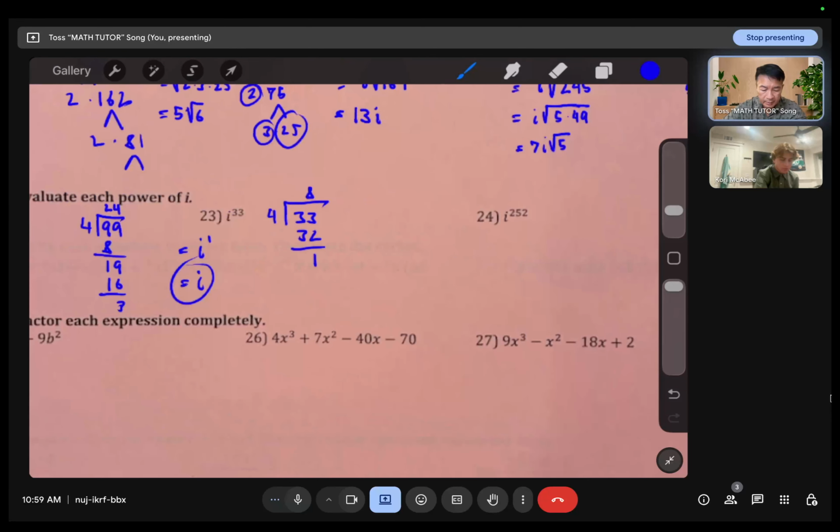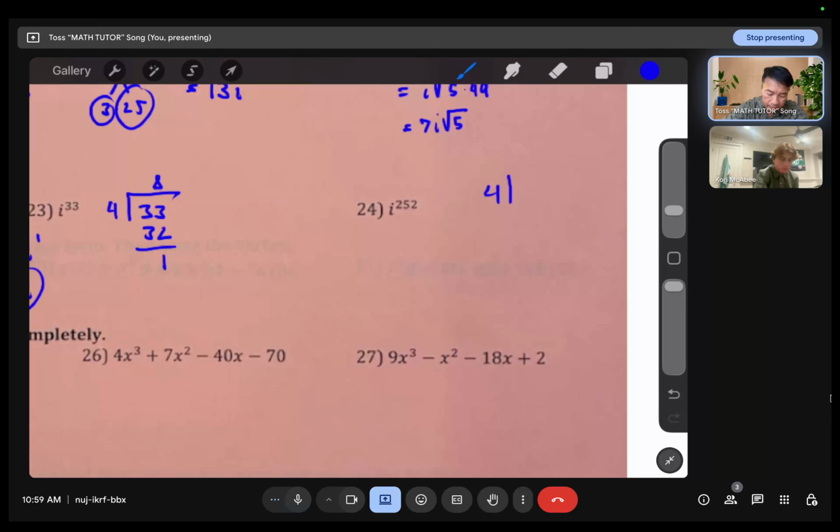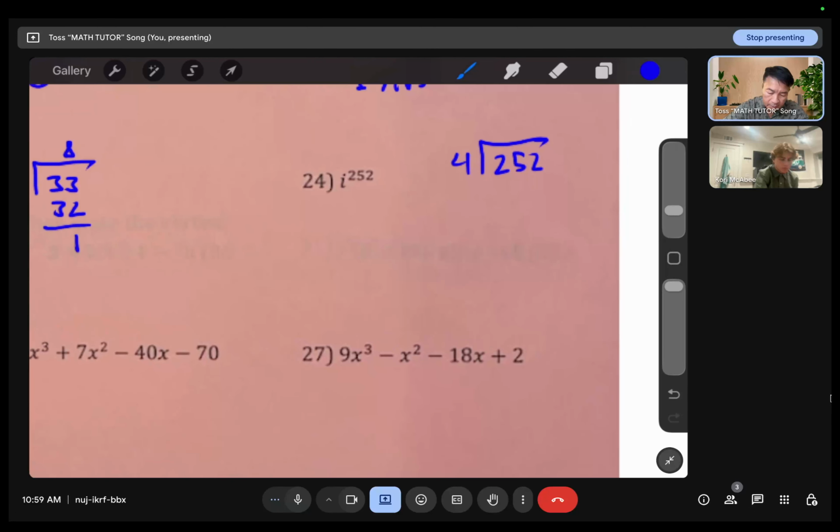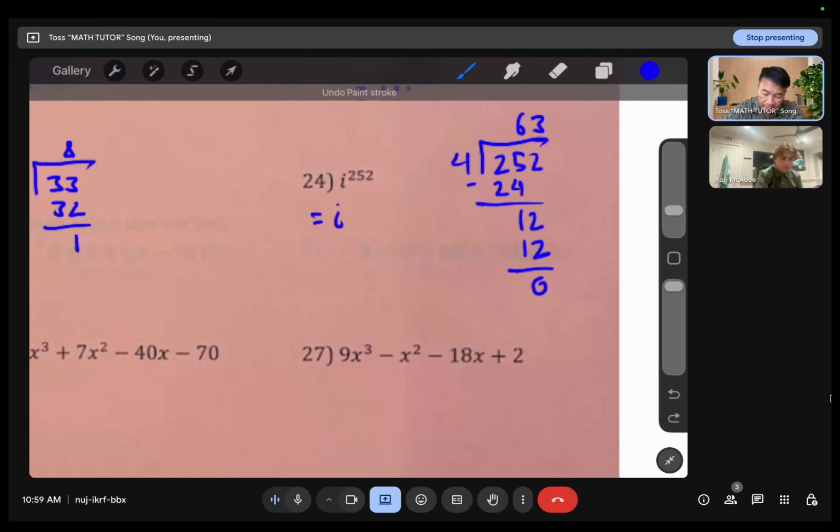Okay, this one, same thing. 4 into 252. 6 times 24. Subtract, 1, bring down the 2. 3 times. So this goes into it evenly, but don't worry. The remainder is 0. You complete the whole division. So then you write i to the 0 power. Anything to the 0 power is 1. There you go, 0 power here, 1. There you go.